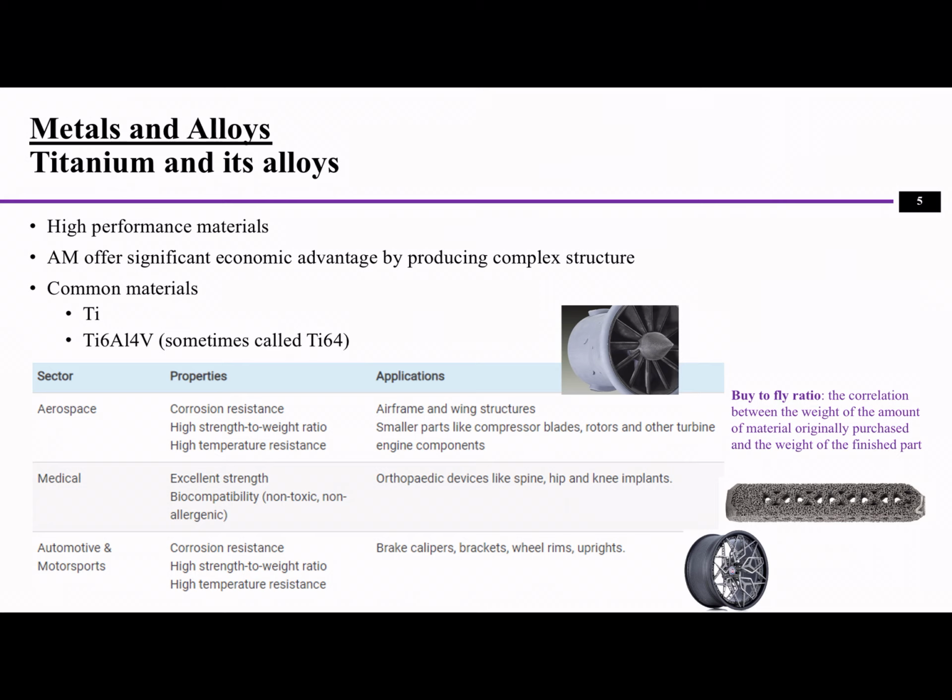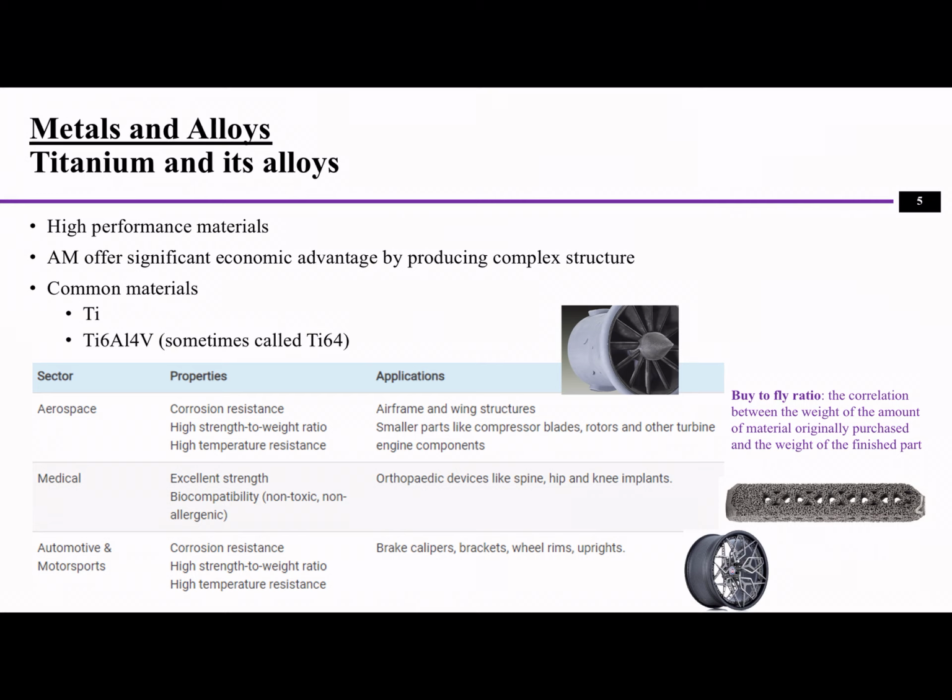implants. The common materials for titanium are titanium powder itself, pure titanium, and also Ti-64, which is another alloy that has been used a lot. Titanium alloy has been used a lot in additive manufacturing. And something to mention is the buy-to-fly ratio. The buy-to-fly ratio in aerospace refers to the material purchased at the beginning.